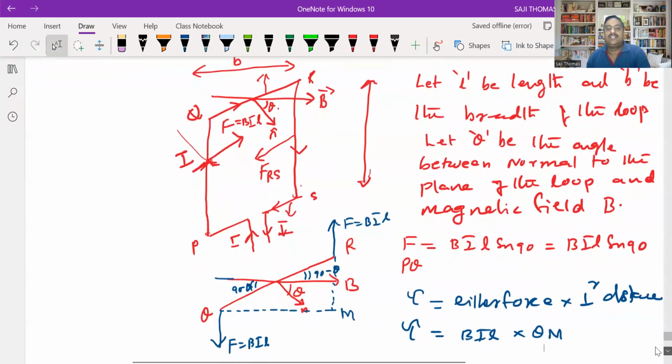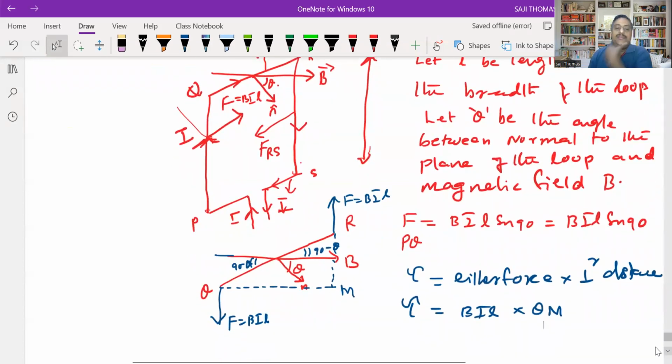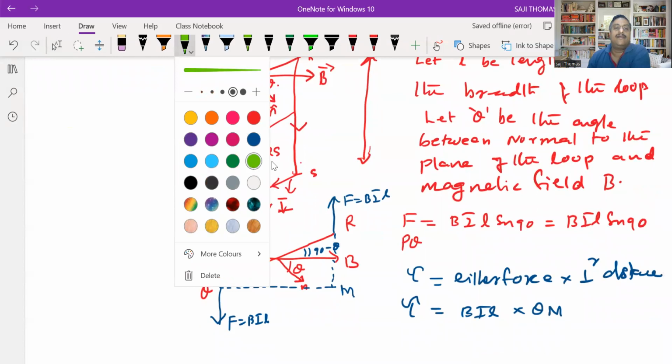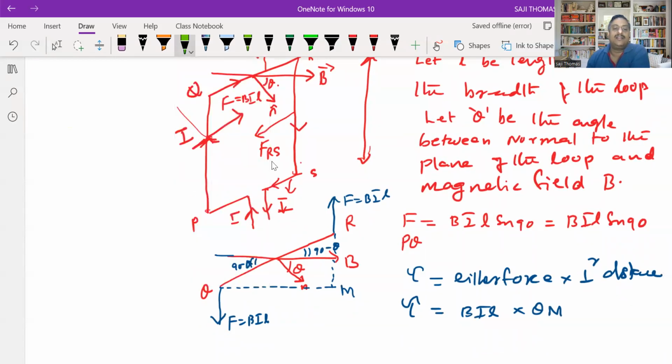Now you consider the triangle QMR. You can find out QM. And QR is the breadth of the rectangular loop. Okay, this QR will be the breadth. We imagined initially breadth B, length L. So from the triangle, you consider the triangle QMR.